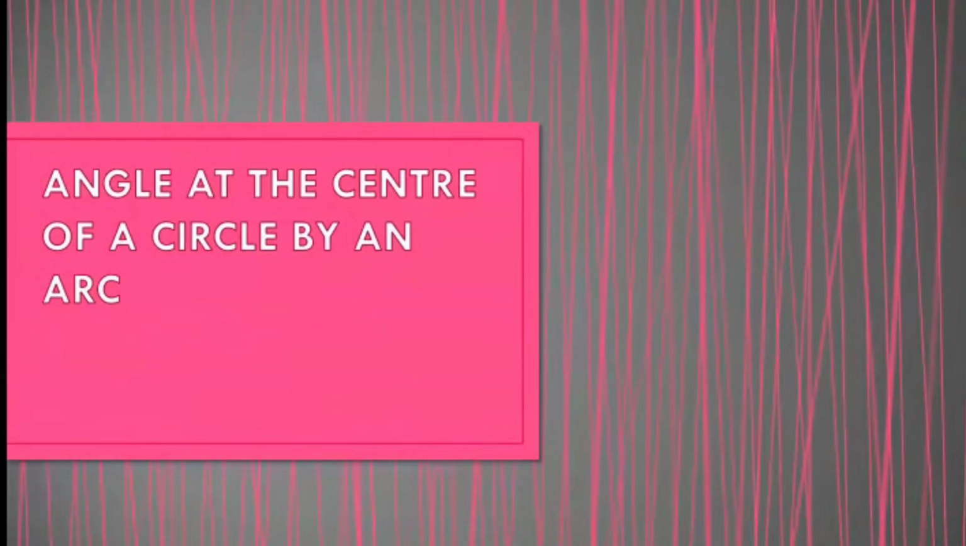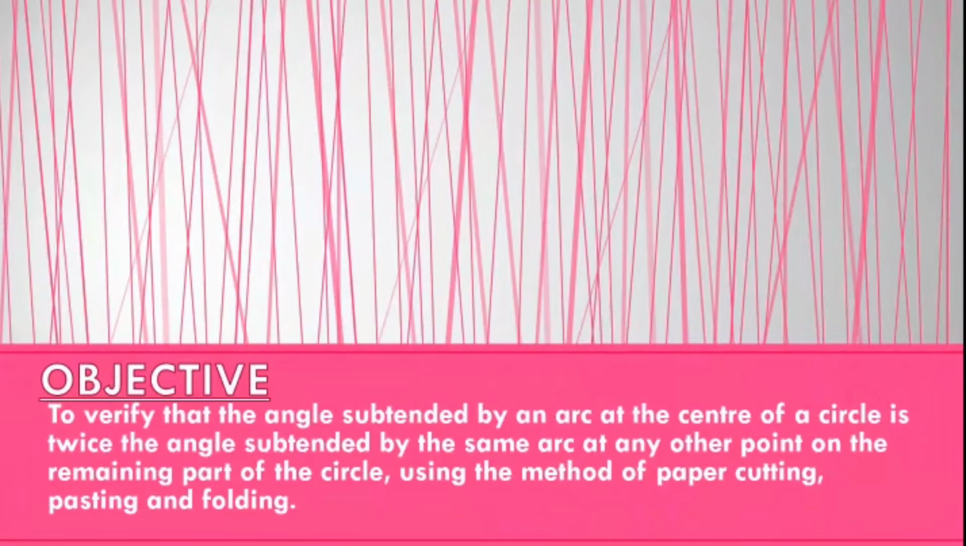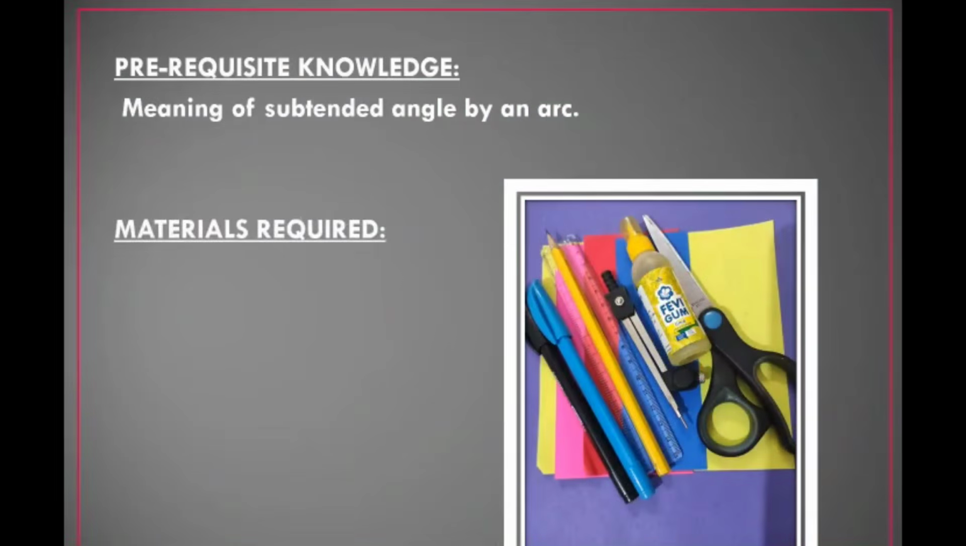Hello everyone, we are doing the last Maths Lab activity for class 9. It is angle at the center of a circle by an arc. The objective of the activity is to verify that the angle subtended by an arc at the center of the circle is twice the angle subtended by the same arc at any other point on the remaining part of the circle using the method of paper cutting, pasting and folding.